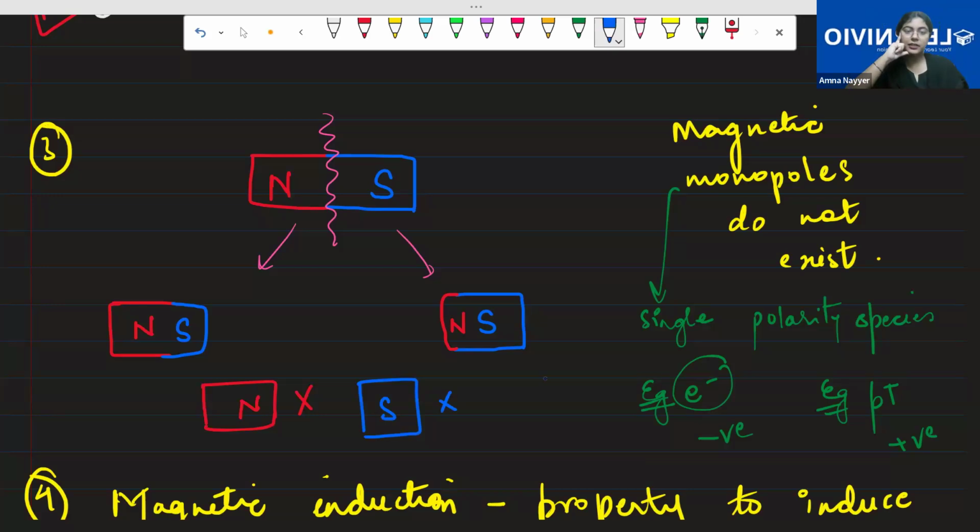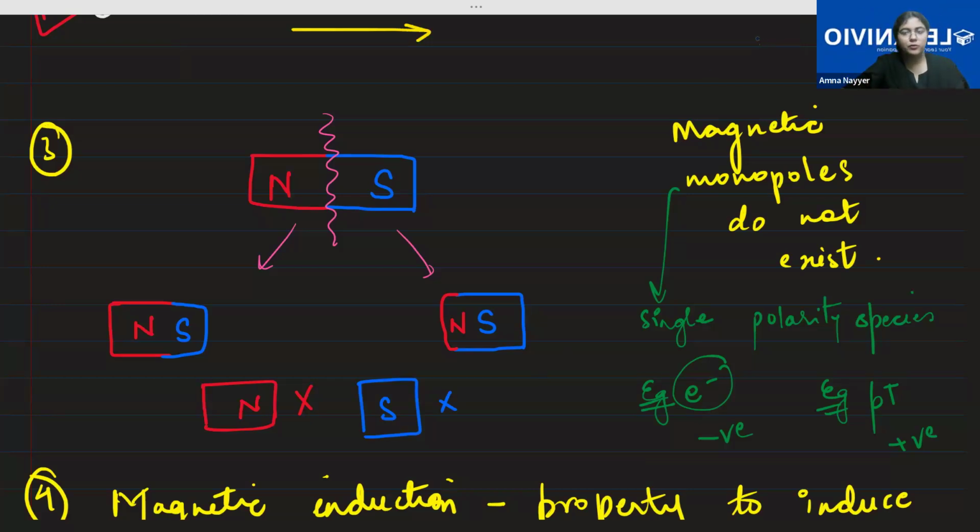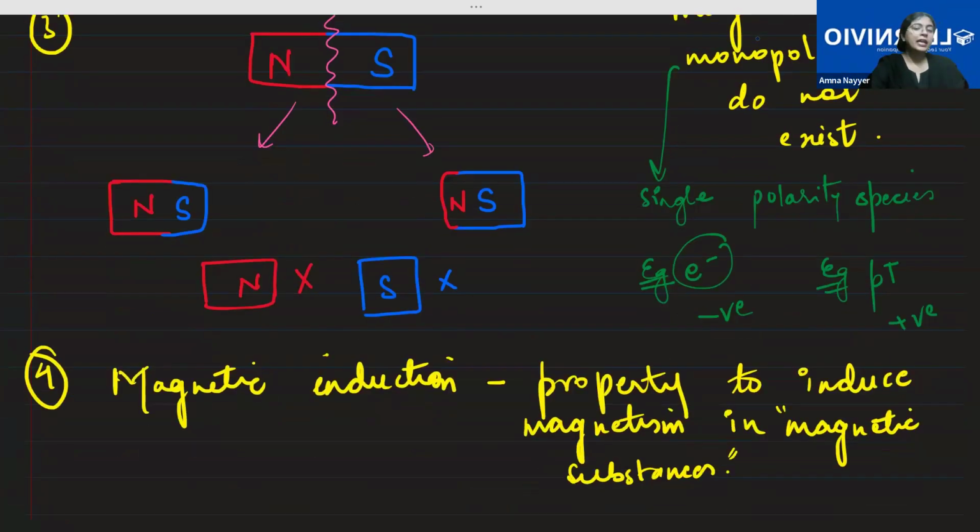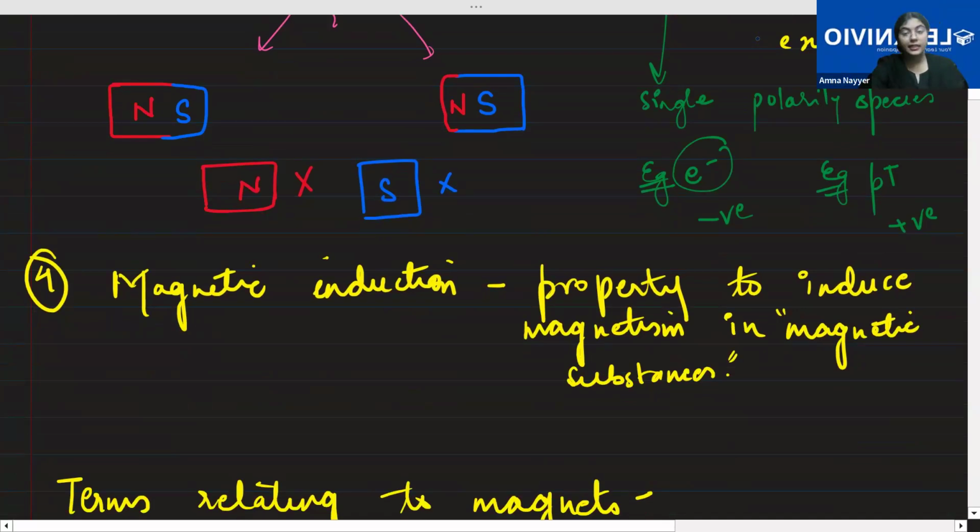We'll do the EMI chapter. There also we'll see. We'll have loops, and we'll notice the polarities will exist automatically on the opposite side. So monopoles cannot exist. Mono means single, poles means polarity, and we are already done with the monopole moment and all. Last property is about the magnetic induction.